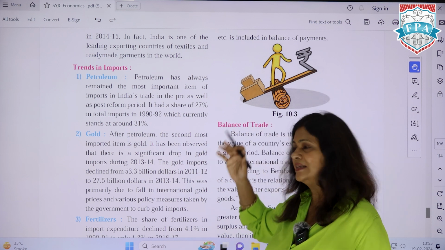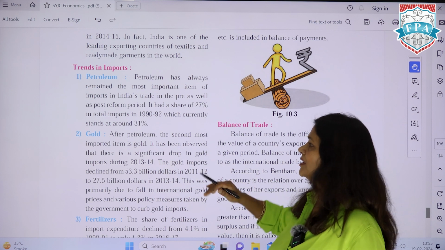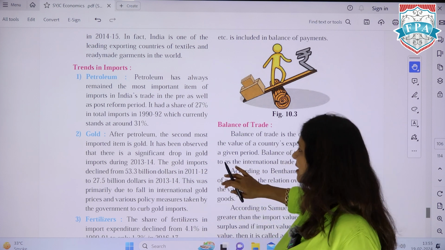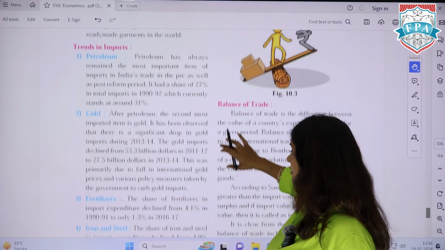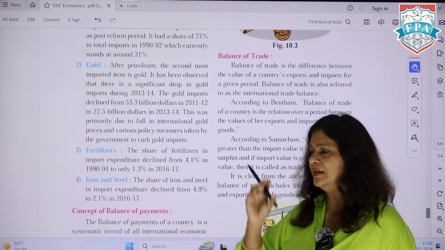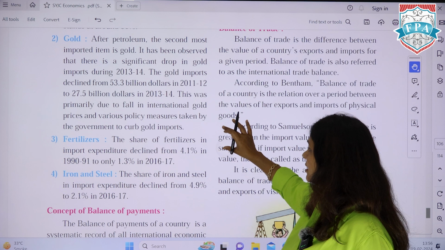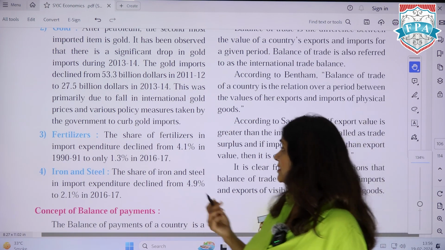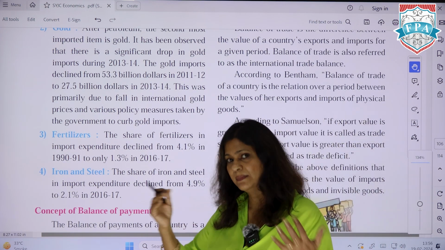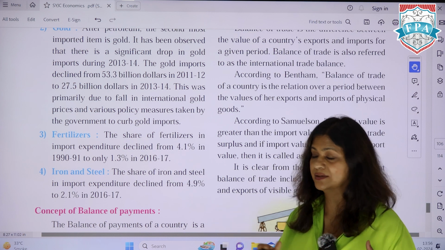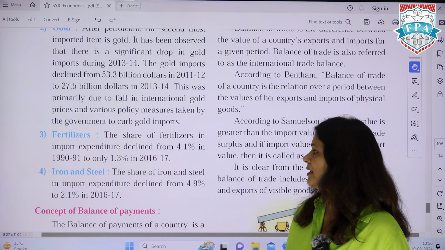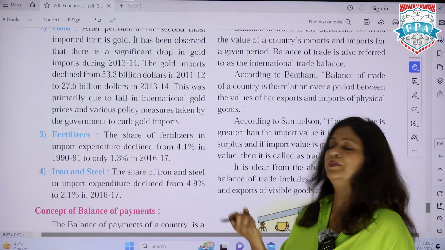It held almost 27% shares in total imports, which is currently around 31%. After petroleum, it is gold, though up काफी कम हो गया क्योंकि gold prices had increased. Now coming up, fertilizer का import भी पहले बहुत होता था, but now it has slowly and gradually decreased. Iron and steel का भी हम बहुत import करते थे, but वो भी decrease हो गया.